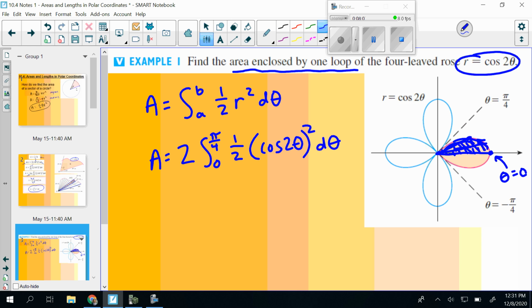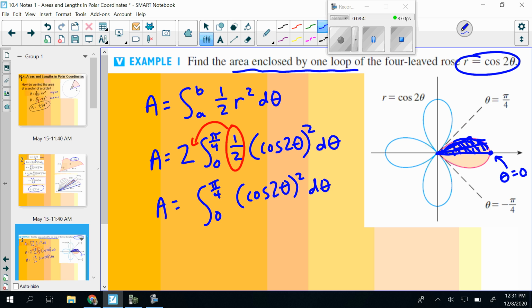So now what we want to do is solve this out. And you could do this by putting it in your calculator and helping you find it that way. You could easily do a little bit of simplifying here too. If we moved this out here, it looks like half of 2, that's just going to cancel. And so now this just becomes the integral from 0 to pi over 4 of cosine 2 theta squared d theta.